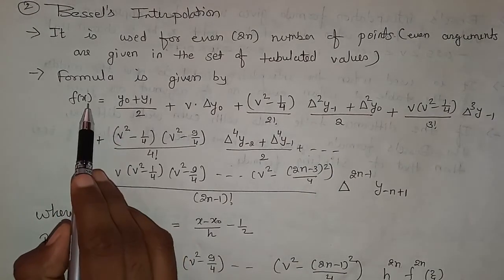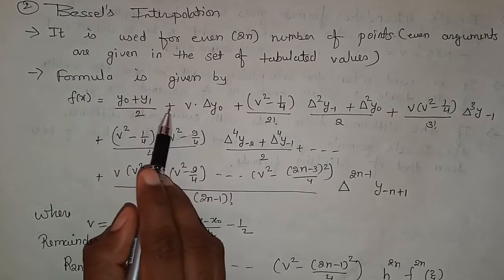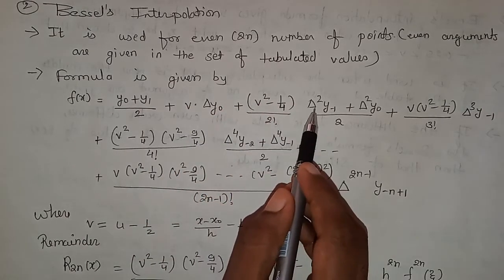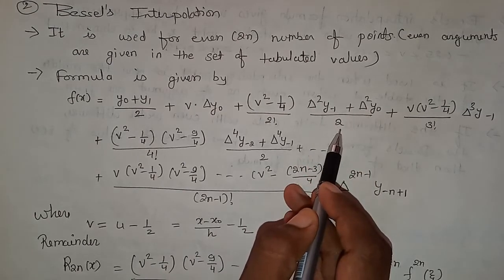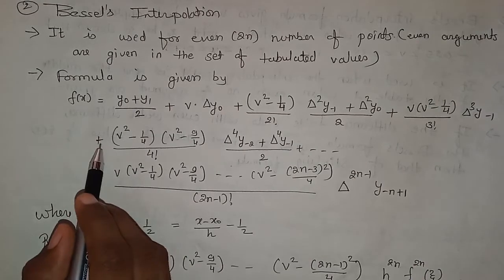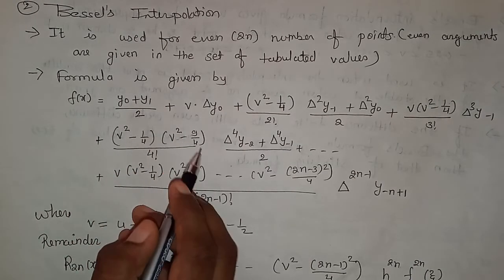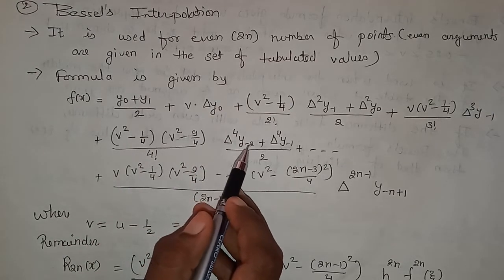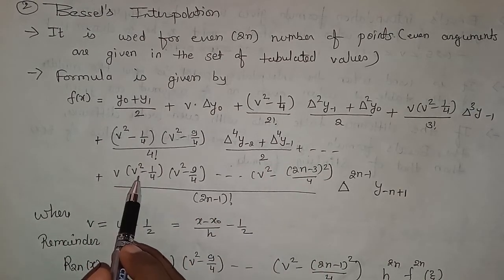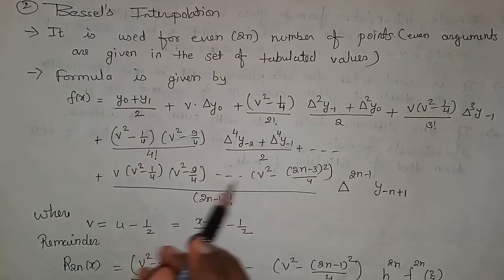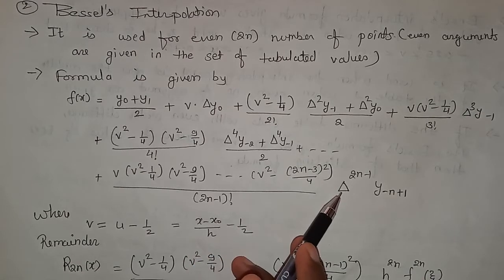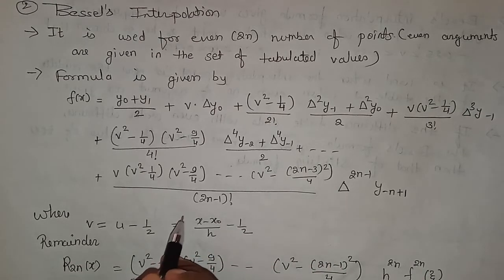This formula is given by f of x is equal to y0 plus y1 divided by 2 plus v into delta y0 plus v square minus 1 by 4 upon 2 factorial into delta square y minus 1 plus delta square y0 divided by 2 plus v into v square minus 1 by 4 upon 3 factorial delta cube y minus 1 plus v square minus 1 by 4 into v square minus 9 by 4 upon 4 factorial into delta raised to 4 y minus 2 plus delta raised to 4 y minus 1 divided by 2, plus the last term will be v into v square minus 1 by 4 into v square minus 9 by 4 up to v square minus (2n minus 3) square upon 4, delta raised to 2n minus 1 y minus n plus 1, divided by 2n minus 1 factorial.